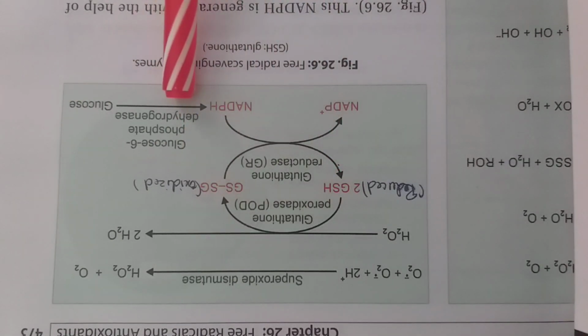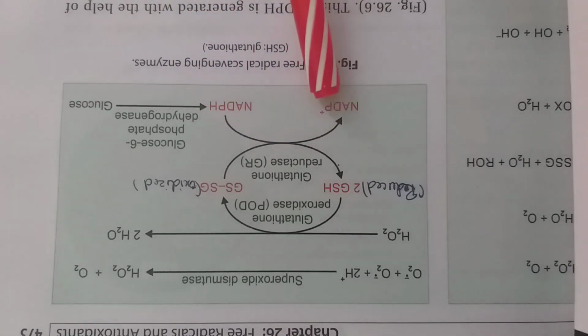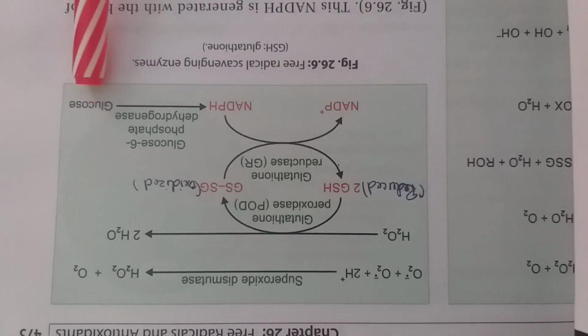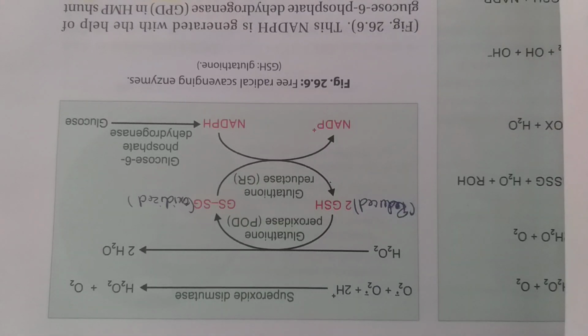But for this state to be maintained, energy is required in the form of NADPH, which is converted to NADP plus, and this NADPH is obtained from the HMP shunt pathway. The HMP shunt pathway acts by converting glucose, in the presence of the enzyme glucose 6-phosphate dehydrogenase, to this energy molecule, that is NADPH. This is the basic structure of how the free radical scavenging system works.